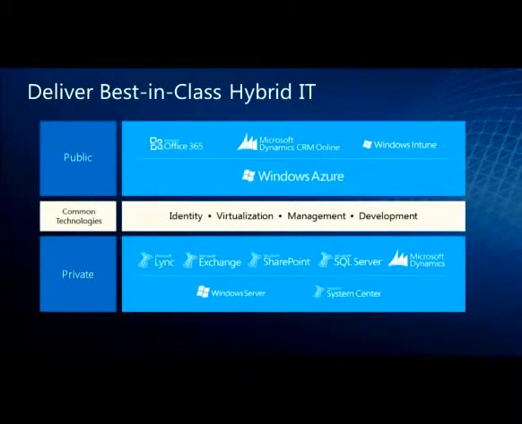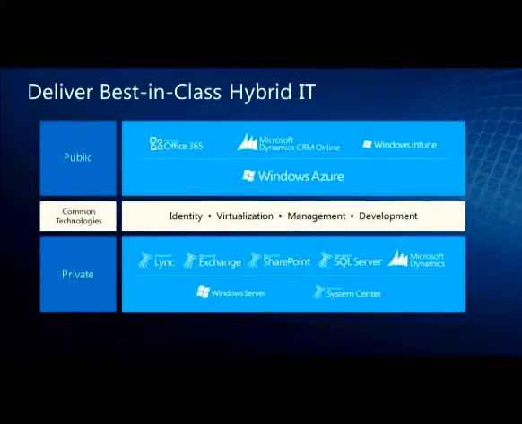But what really is unique about Microsoft's strategy is what we call these common technologies: common identity, common virtualization, common management, and common development. These tie together both of these platforms. And we believe that these are what make our strategy and our approach to hybrid IT very unique.